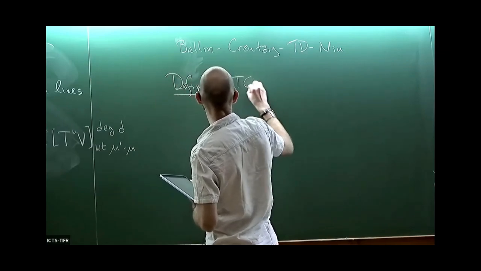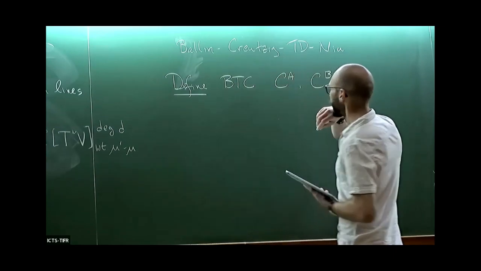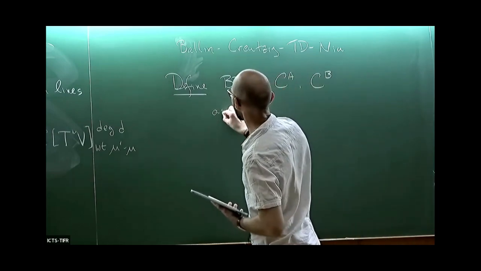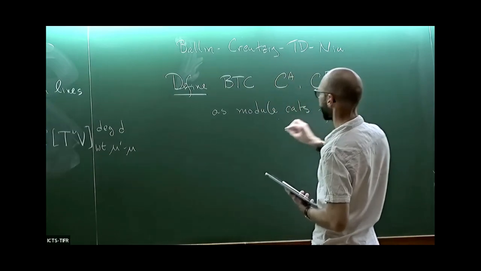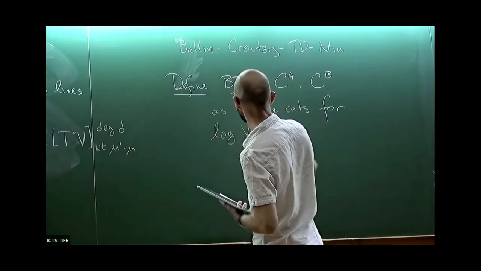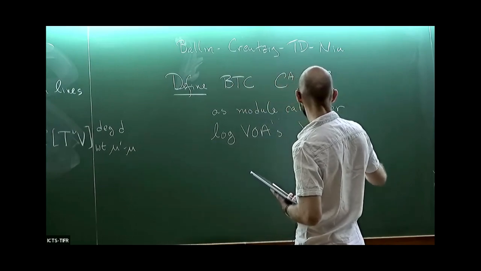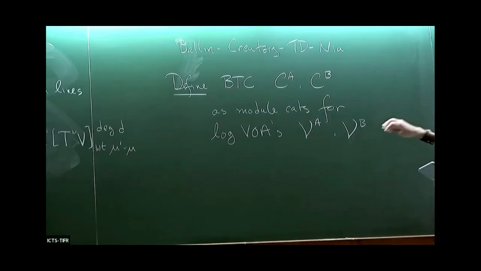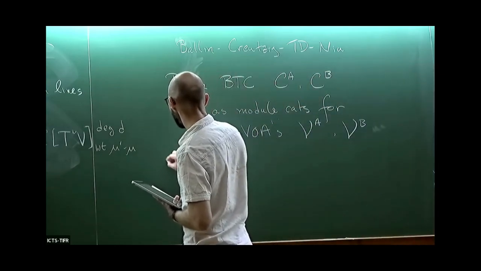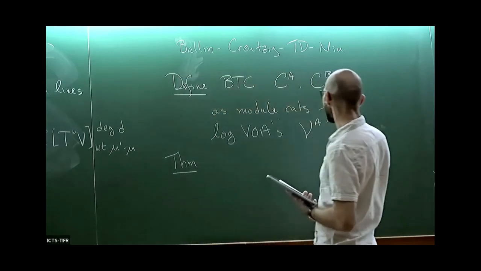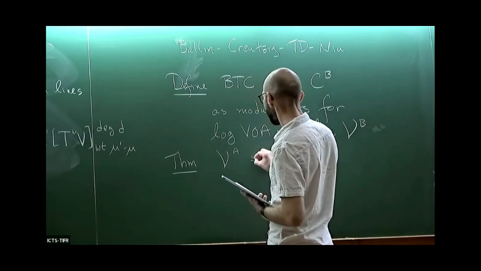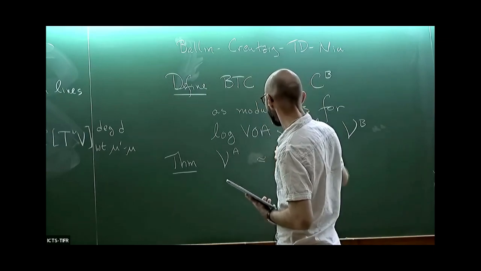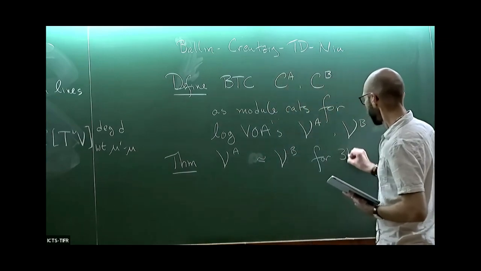So we define braided tensor categories CA and CB in a rigorous way as module categories for certain logarithmic vertex algebras, VA and VB, which had been known. So these come from work of Costello and Gaiotto. The two main results are that the vertex algebras are actually equivalent for a 3D mirror pair.